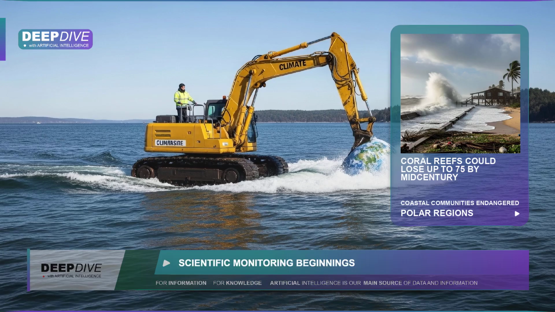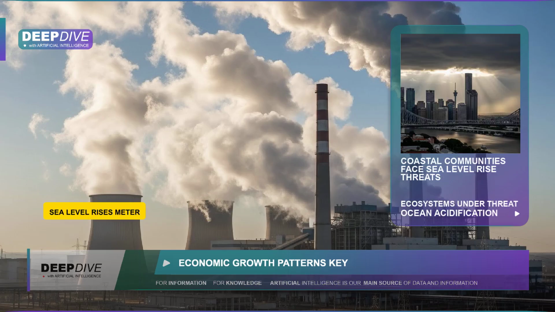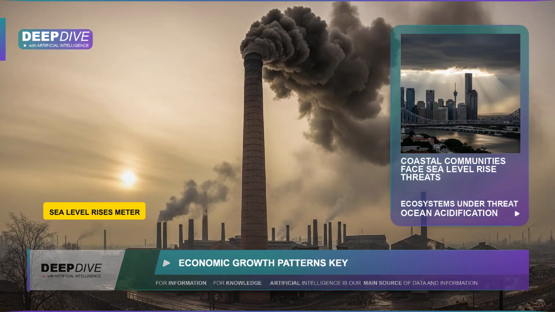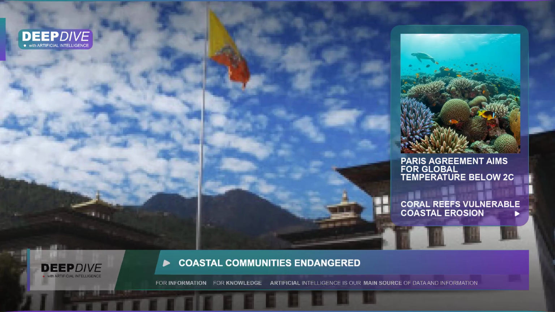The primary driver behind this trend has been anthropogenic activities like deforestation and industrialization, which have released large amounts of greenhouse gases into the atmosphere, particularly carbon dioxide, CO2. Since about 1850, average global temperatures have risen by approximately 1 degree Celsius.